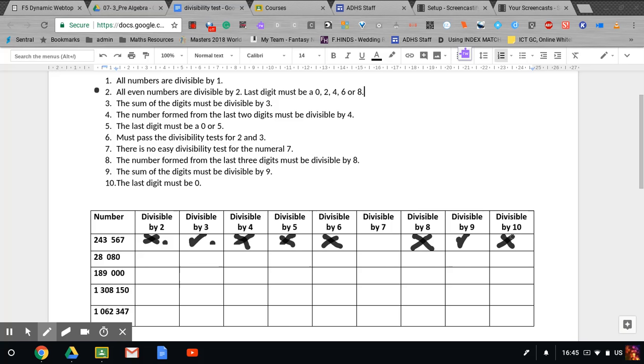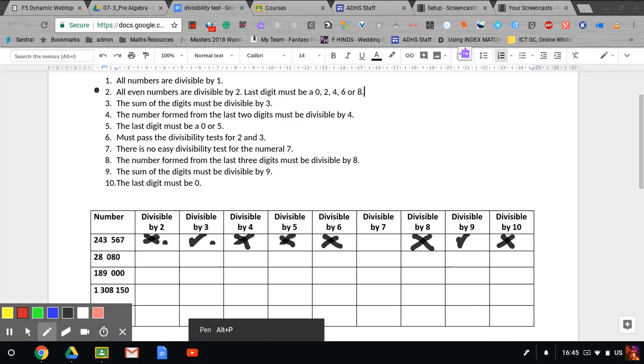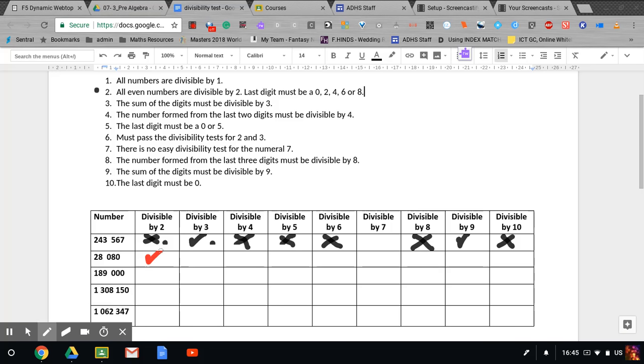So now let's look at the next number. And that's 28,080. Is it divisible by 2? Yes, it's even. Is it divisible by 3? 2 plus 8 is 10, plus 8 is 18. Sorry, 1 plus 8 is 9, and 3 goes into 9, so that's true. While we're here, that's also true for the divisibility test of 9.